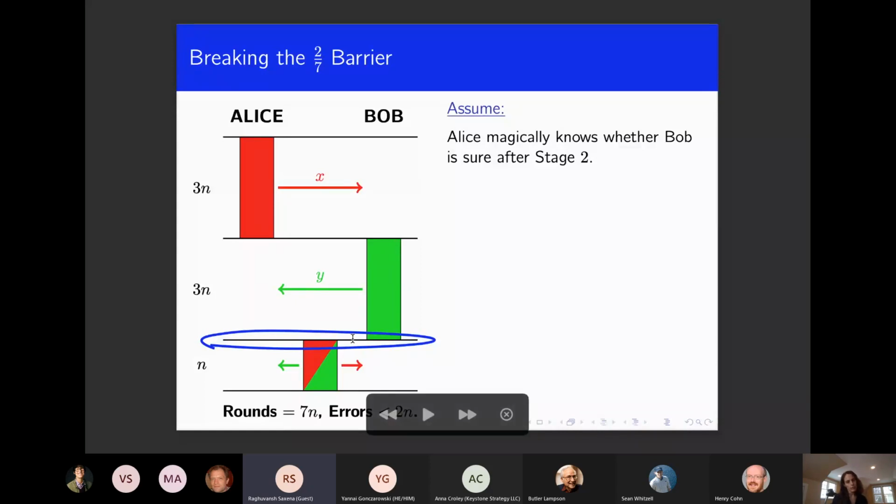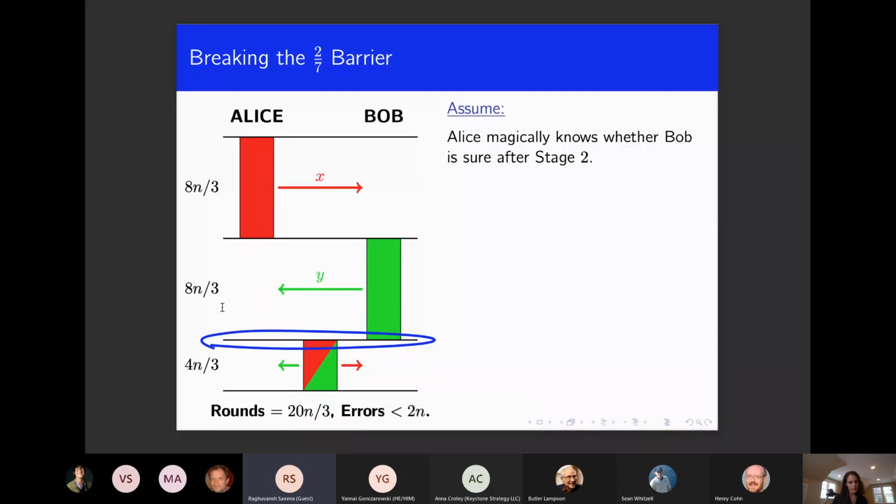The number of errors will be 2n, like it is right now, but the protocol will now be shorter. So I will now have a protocol with 20n/3 rounds. This is less than 7n. It is indeed less than 7n. And the breakup is different. It's 8n/3, 8n/3, and 4n/3. These numbers don't really matter. They just need to make the calculations work. But because the protocol is shorter and it has the same number of errors, the fraction of errors is larger. And therefore, this gives you a higher error resilience.